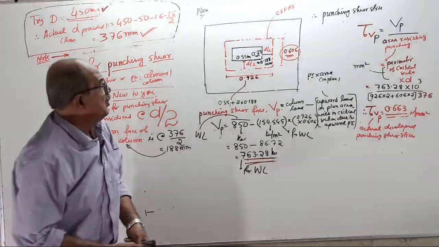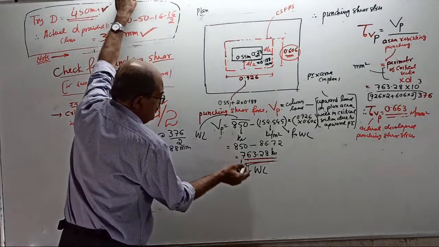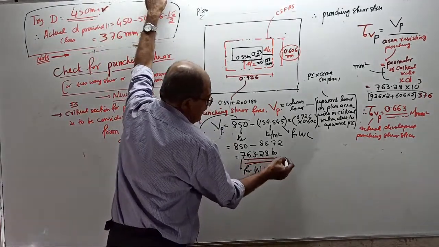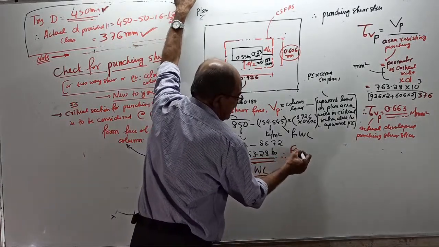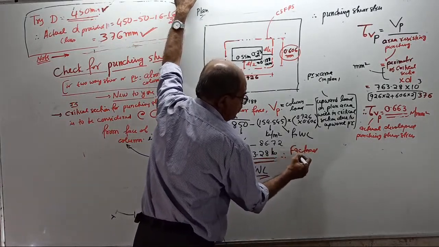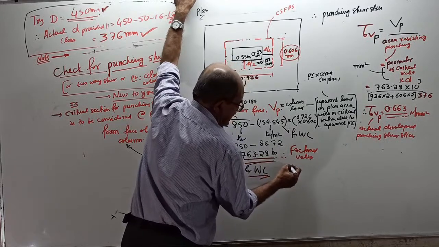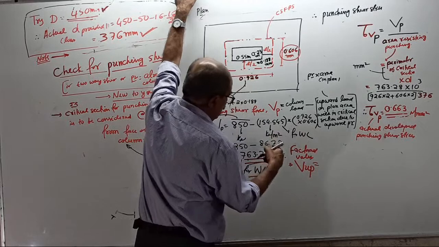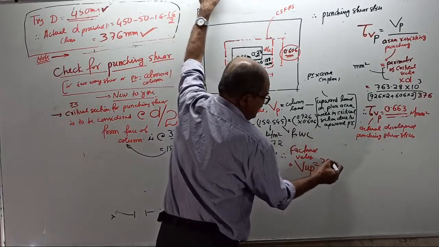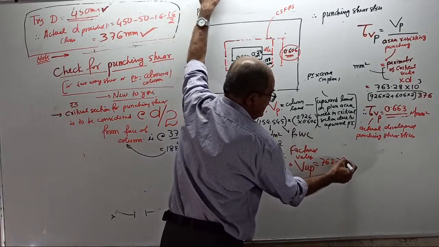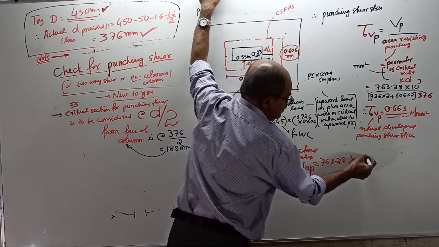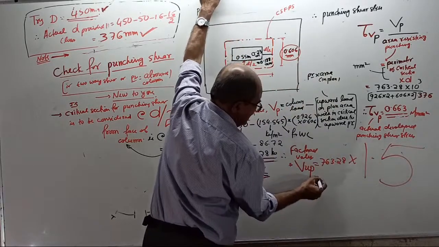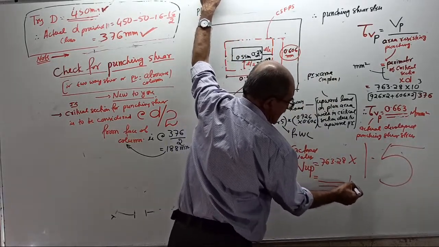Okay. Therefore, as soon as you get VP, remember this is for working load. Therefore, the factored value, say VUP, equal to how much? 763.28 into 1.5 into 1.5. Now tell the answer. Now tell the answer.